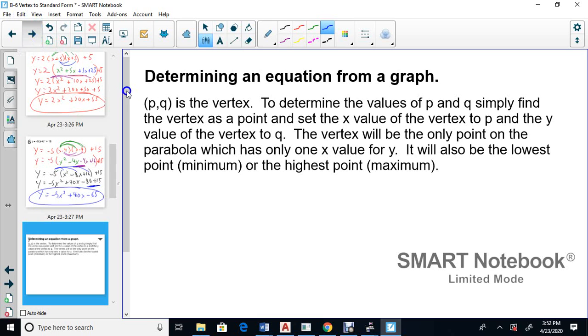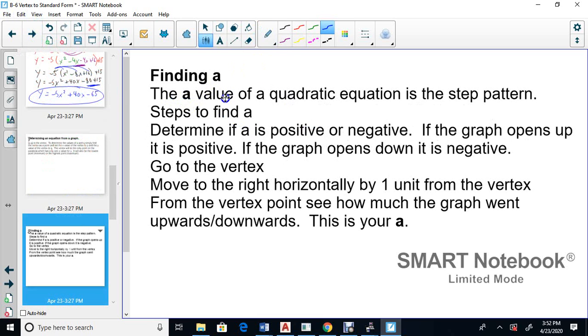Now to find the a. To find the a value of a quadratic equation, it's the step pattern. Steps to find a: determine if a is positive or negative. If the graph opens up, it's positive. If the graph opens down, it's negative. Then you go to the vertex. Move to the right horizontally by 1 unit from the vertex, and then see how far you go up or down. Whatever you go up or down is your value of a.